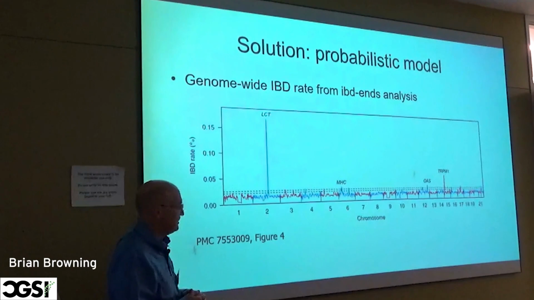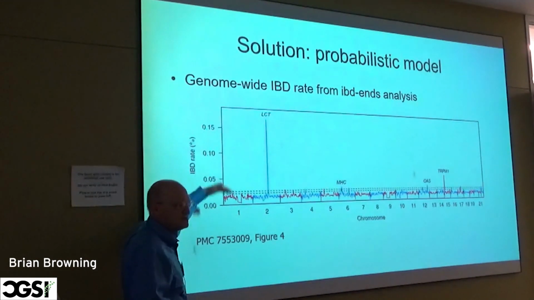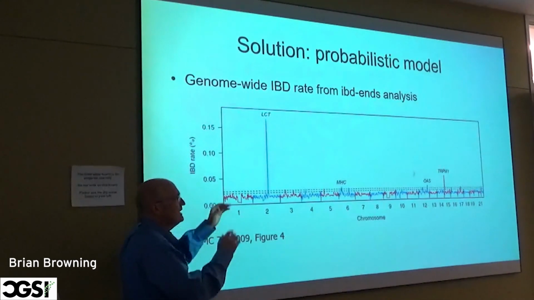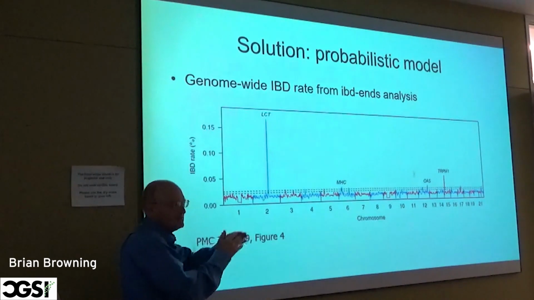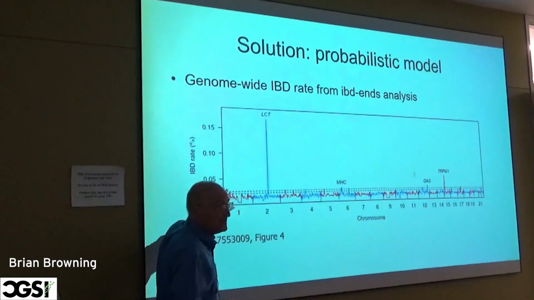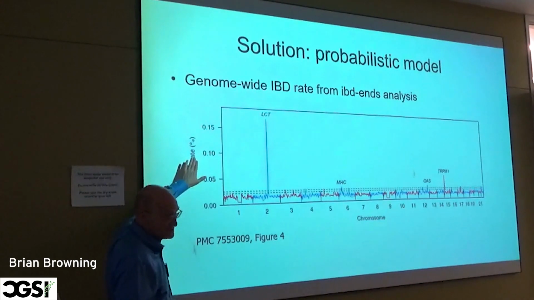So this is from UK Biobank data. So here's the IBD rate. Before we were counting the number of segments crossing a point. This is a scaled version of that. It's the proportion of haplotype pairs that are IBD at a point. So just think of what we had before, but scaled. But now there are many fewer peaks. And if you look at the scale, we're no longer on a log scale. So the peaks are much, much smaller.